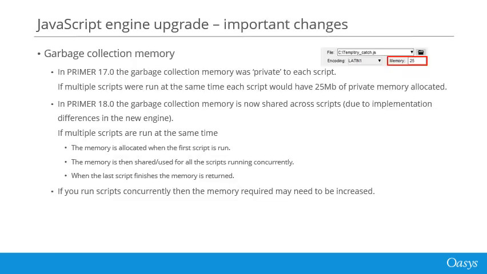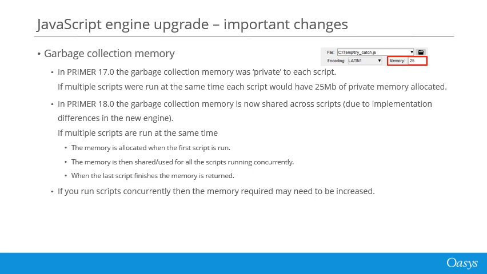I now want to spend the rest of the time discussing important changes due to the upgrade of the JavaScript engine. The first of these is how garbage collection memory is allocated when multiple scripts are running. This issue is specific to Primer, as that is currently the only program that can run scripts concurrently. In Primer 17, the garbage collection memory was private to each script. So, with a default memory of 25 megabytes, each script would have its own 25 megabytes of garbage collection memory.